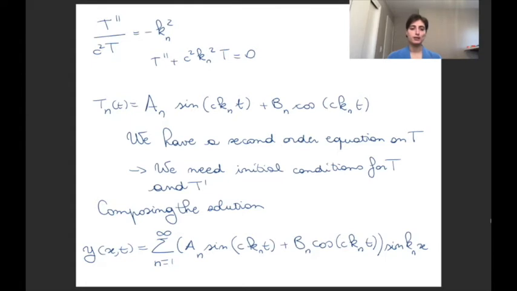So we're going to be composing the solution as we have done multiple times. We're going to have an infinite sum in which we have all the sine k_n x that come from the Sturm-Liouville problem and the block that comes from the solution of T. So a_n sine c k_n t plus b_n cosine c k_n t.